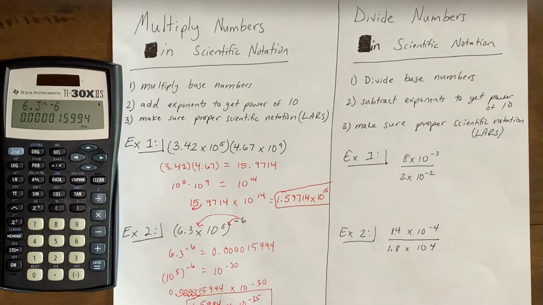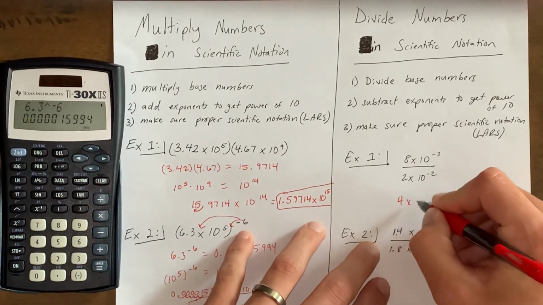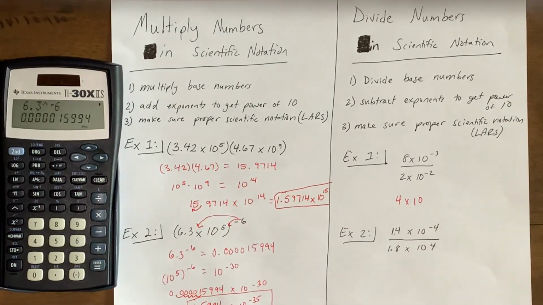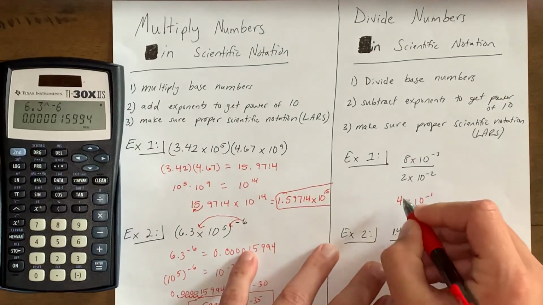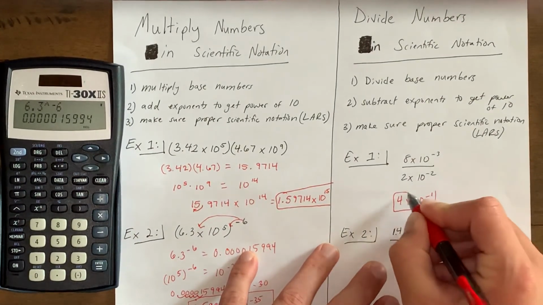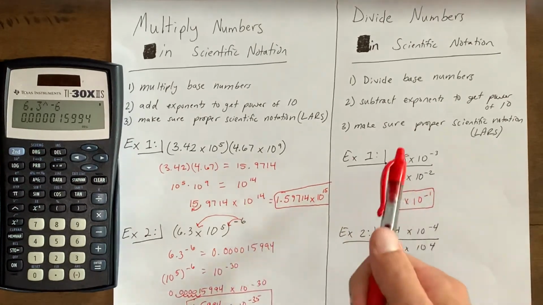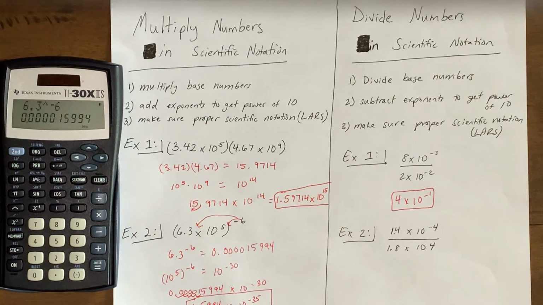Okay, so example 1, pretty easy. 8 divided by 2. We know that's 4. Times 10. Now I got to figure out my power of 10. I'm going to subtract the exponent, so I have to do negative 3 minus negative 2. Okay, so negative 3 minus negative 2, subtracting a negative is like adding a positive. Okay, so that's negative 3 plus 2, which gives us negative 1. So our final answer is 4 times 10 to the negative 1st. It's already in proper scientific notation because my base number of 4 is at least 1 and less than 10.